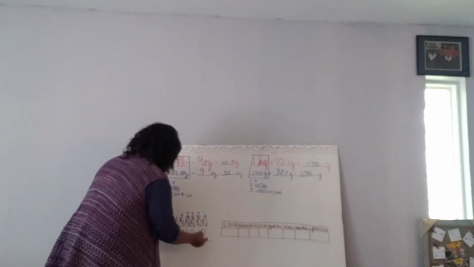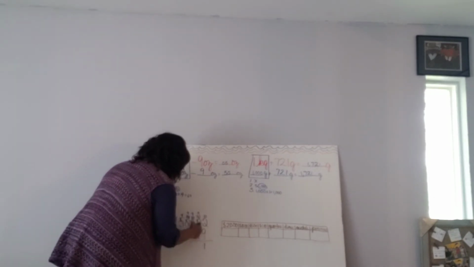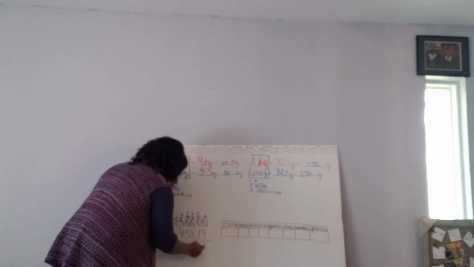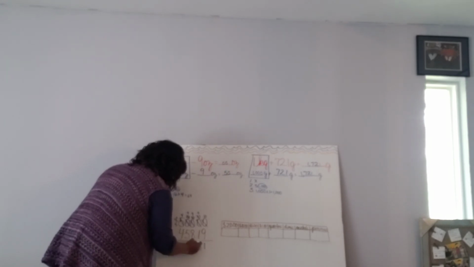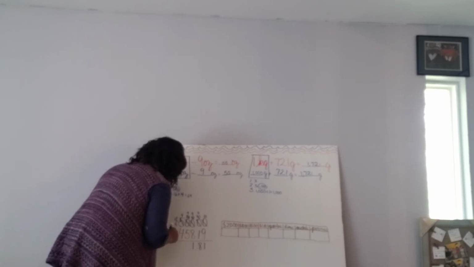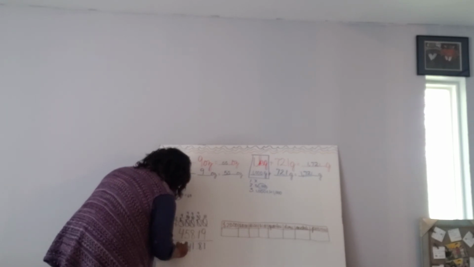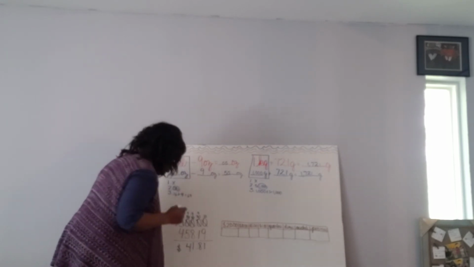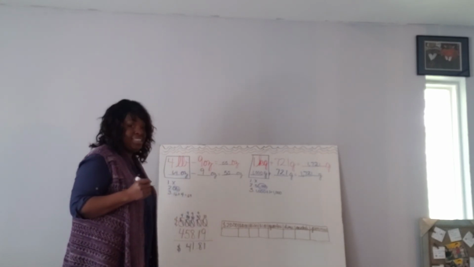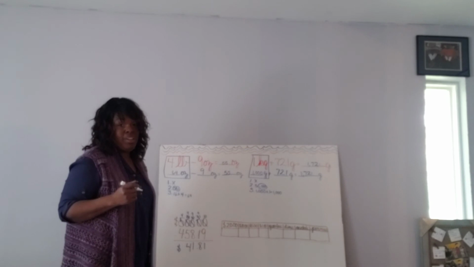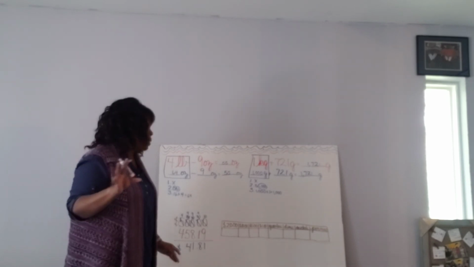10 minus 9, 9 minus 1, good, 9 minus 8, put our decimal point, super, and 9 minus 5, good. So my answer would be $41.81 left. Sorry guys, you thought you were rich, right? We only have $41 left. I mean, that's still good. That's really, really good.